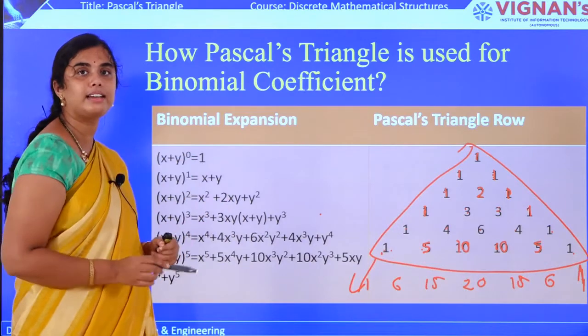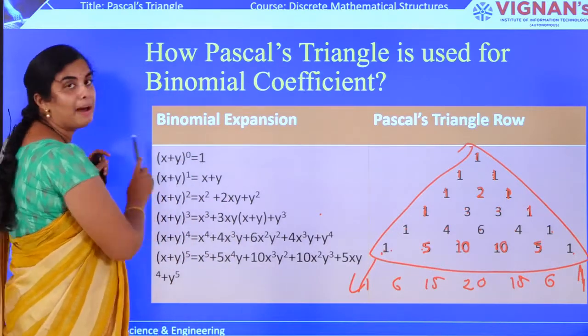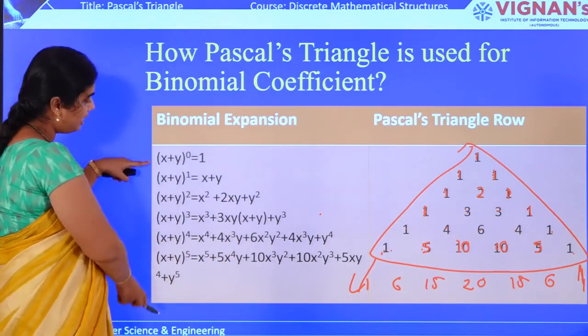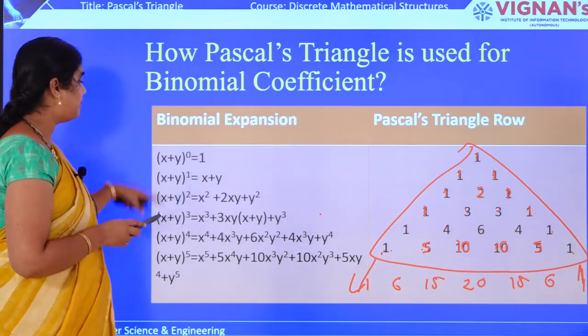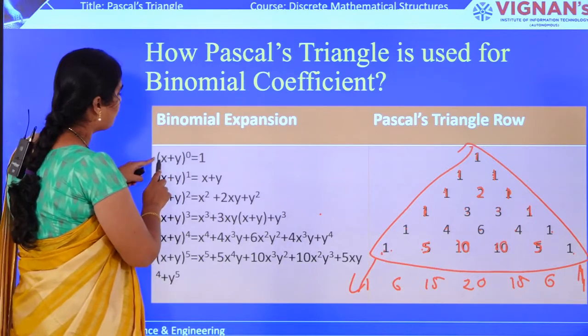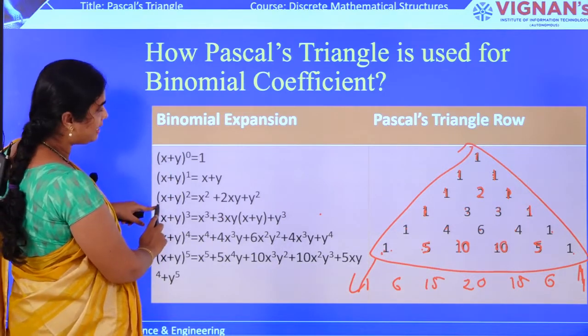So, how can this Pascal triangle be used? See, this is the binomial expression. These are the basic binomial raised to the power of 5. They are the basic binomial expansions. See, now if you observe, let me take this second one.